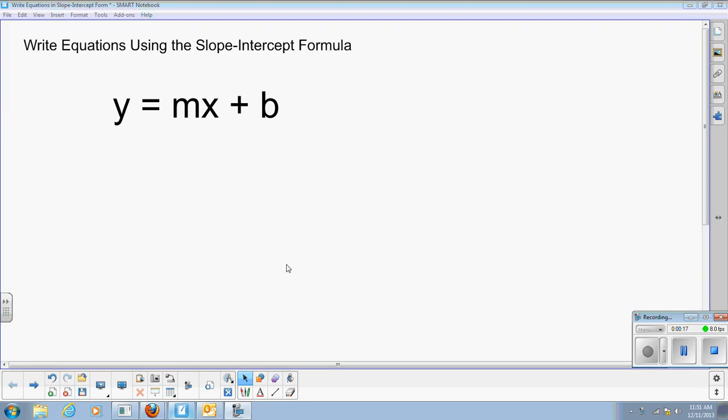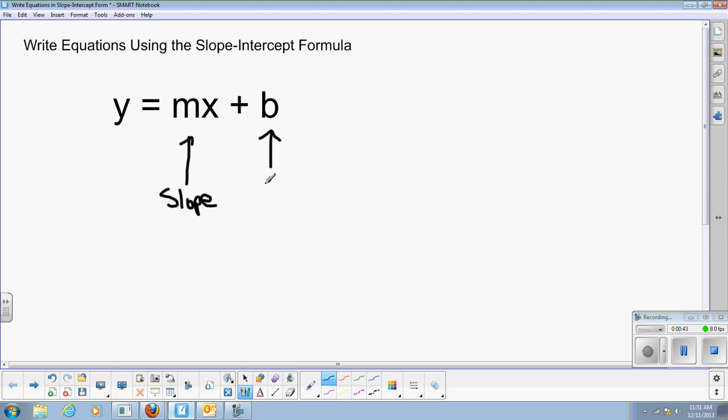The slope-intercept formula is the formula that you see in the large font right here. Y equals mx plus b. Y is our answer. That equals m, and slope is m, and as we remember, m is how we move. So that is our slope. X is how many times we're going to use this number. B is where we start, or that is our y-intercept.